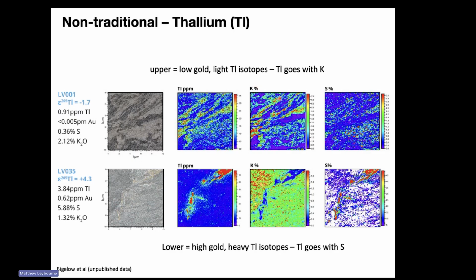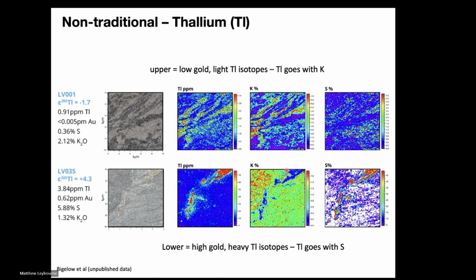On the lower one, you can see that thallium, high thallium, heavier thallium isotopes, is mismatched with potassium and matches nicely with sulfur. So in this case, we see that in the upper panels, the thallium is in the silicates and it's isotopically light. And in the lower panel, the thallium's in the sulfide minerals and it's isotopically heavy.